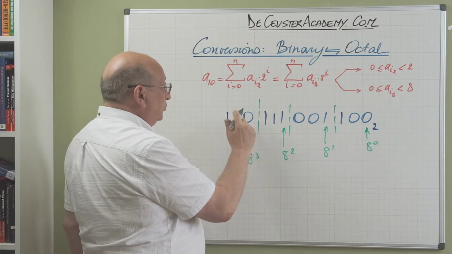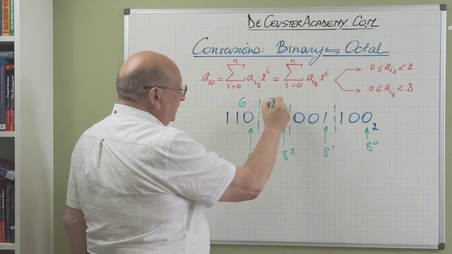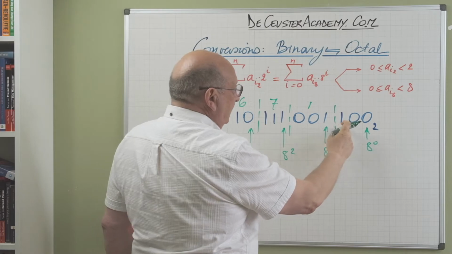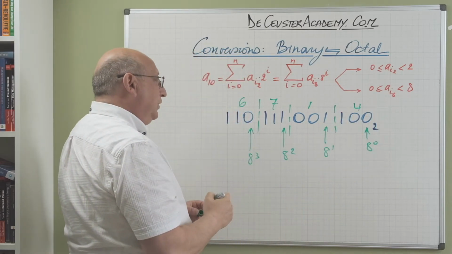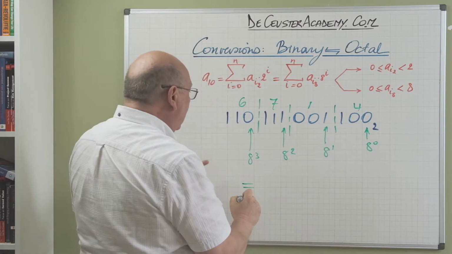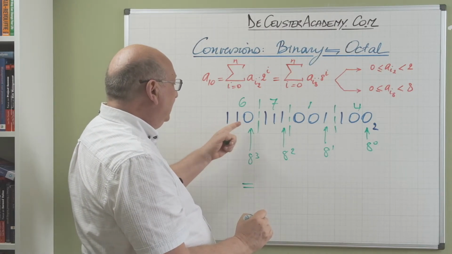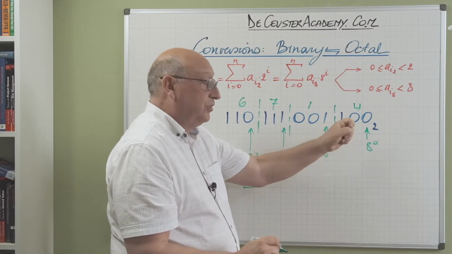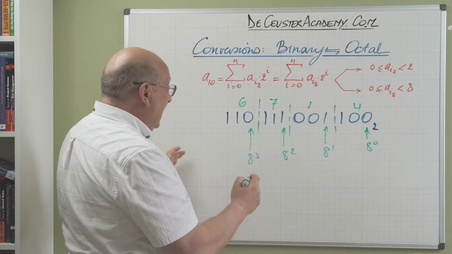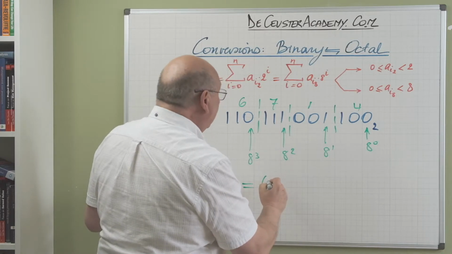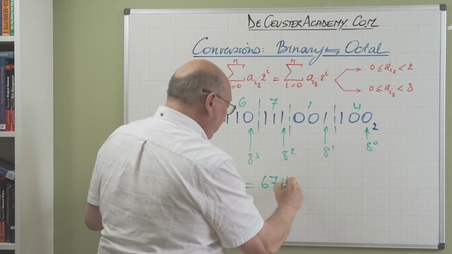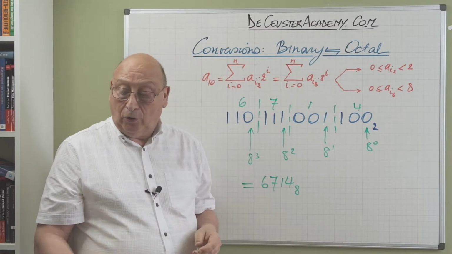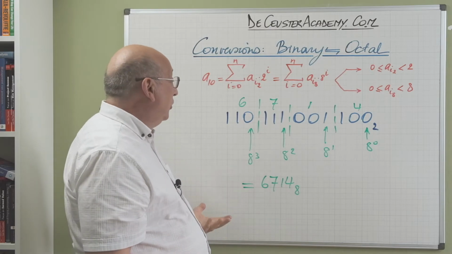So this is 4 plus 2 is 6. Here we have 7, that's an easy one. This is also an easy one, it's 1. And this is 4. So basically what we can say is that this number 1 0 1 1 0 1 1 1 0 0 1 1 0 0 in binary base is equal to the octal number 6714, index 8, to be sure that we all know that this number is in octal.